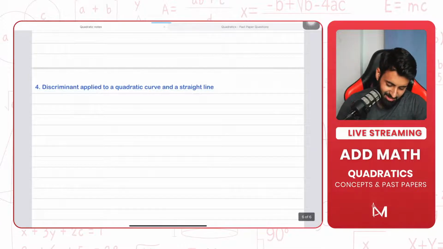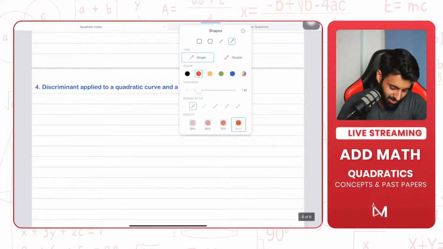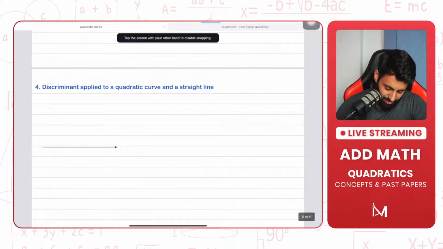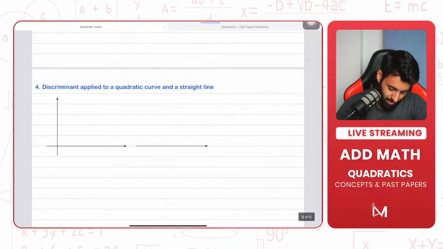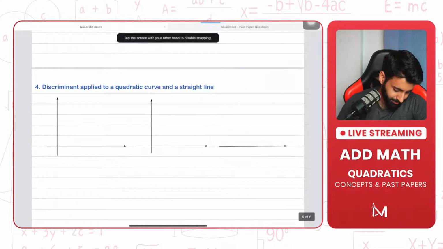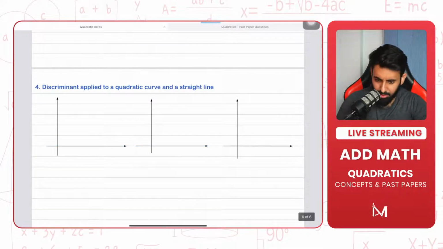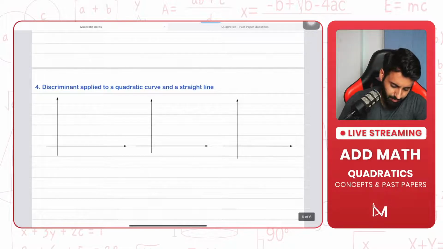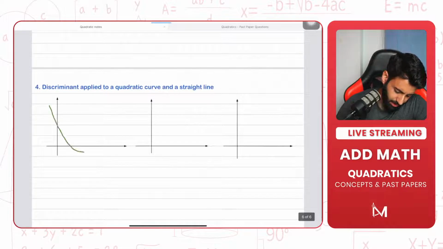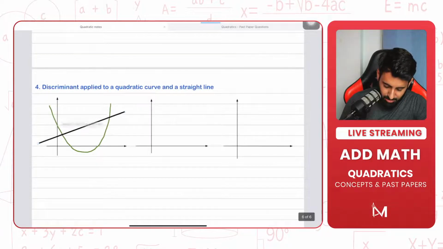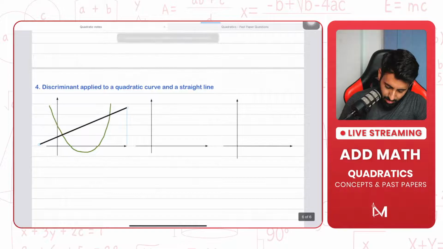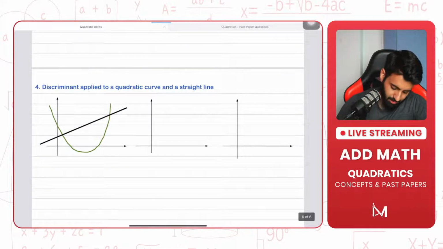Okay, so discriminant applied to a quadratic curve in a straight line. Now, a quick question: if let's say you have an upward sloping line, what is the maximum number of ways a line can cut the quadratic curve? So let's say we have a curve right here, and you have a straight line that goes straight through. So the maximum number of ways that a line can intersect a curve is 2.